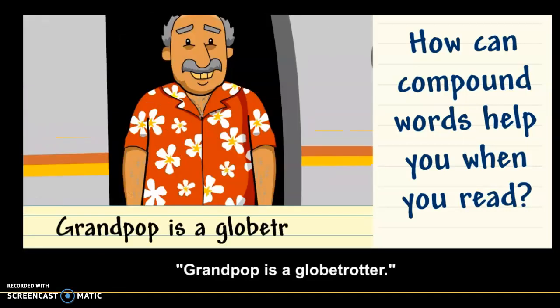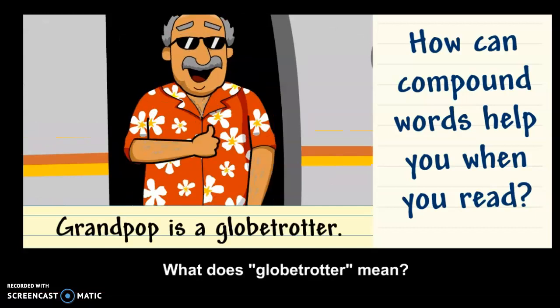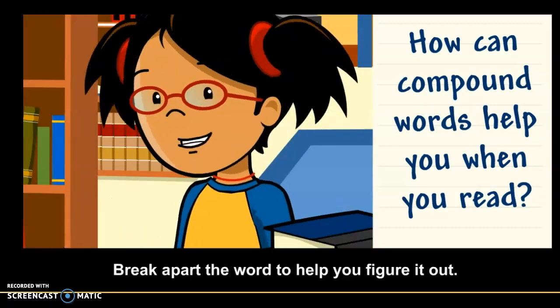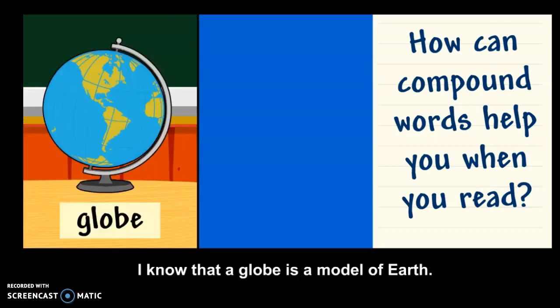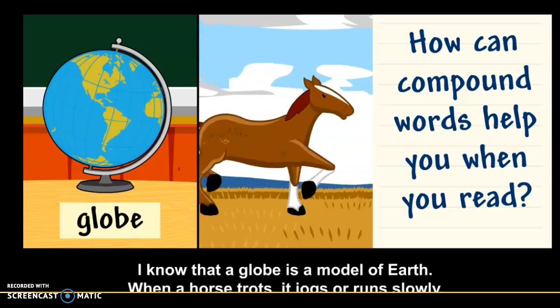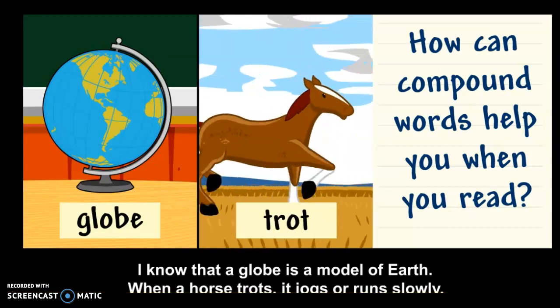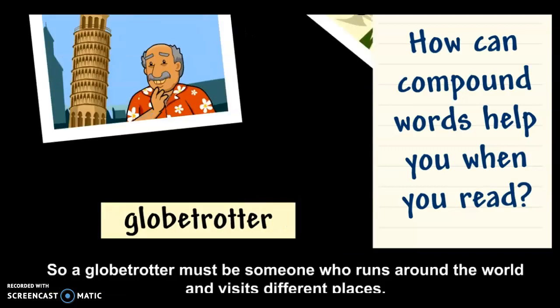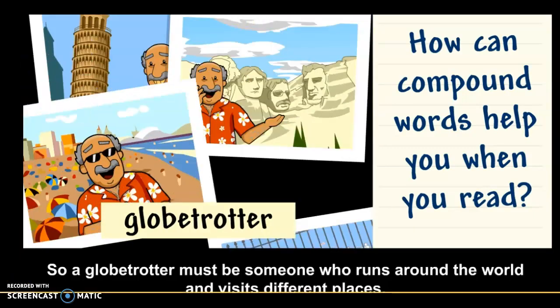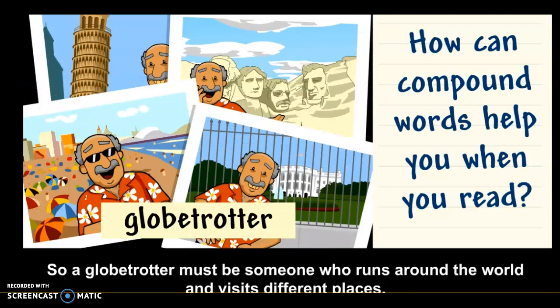Grandpop is a globetrotter. What does globetrotter mean? Break apart the word to help you figure it out. I know that a globe is a model of Earth, and when a horse trots, it jogs or runs slowly. So, a globetrotter must be someone who runs around the world and visits different places.